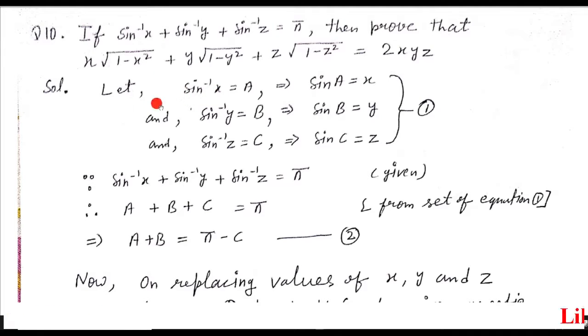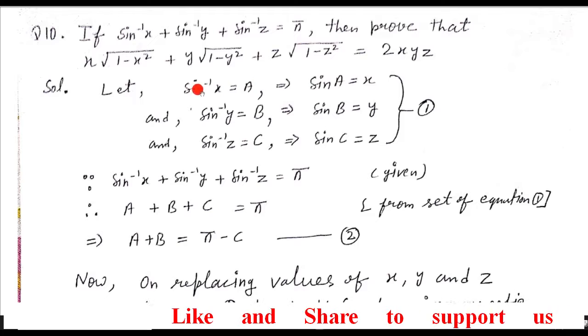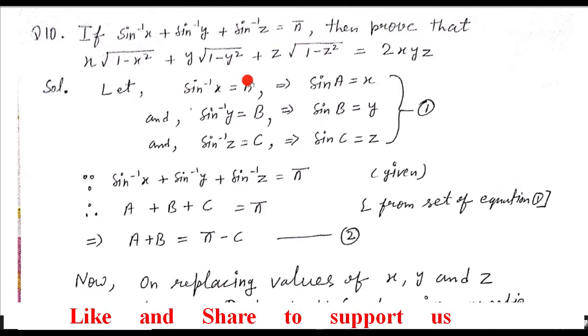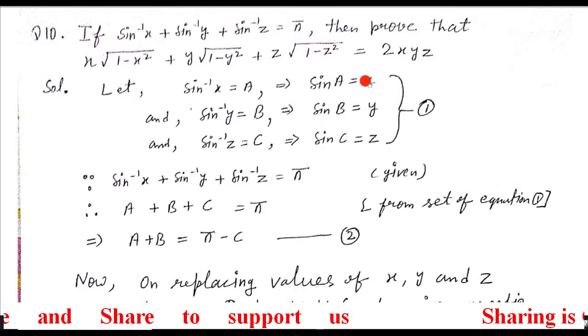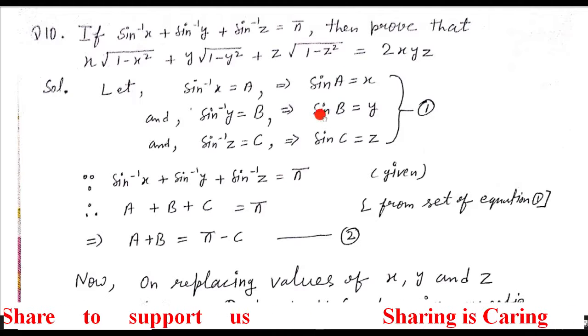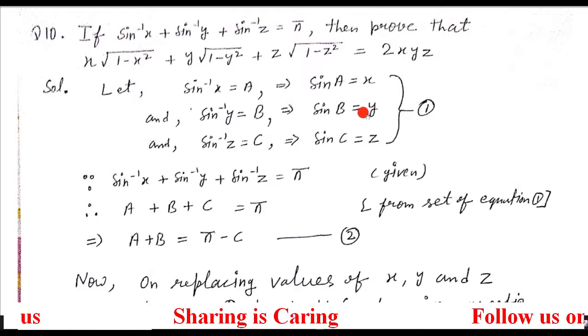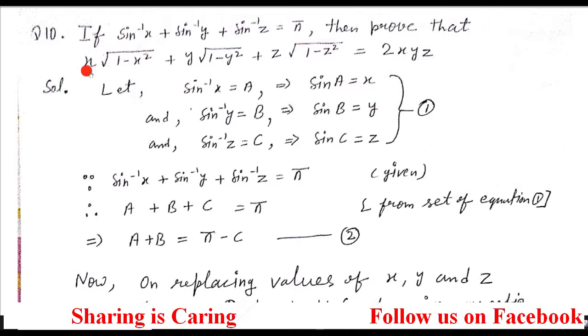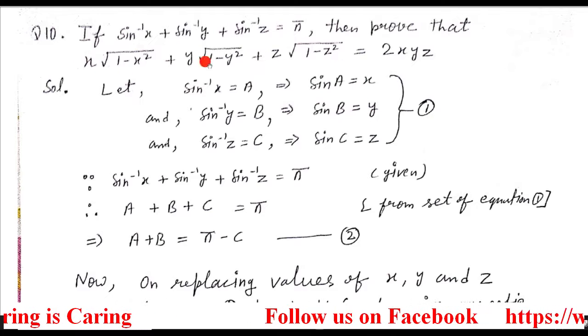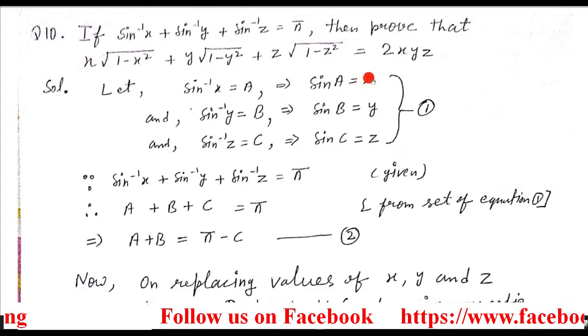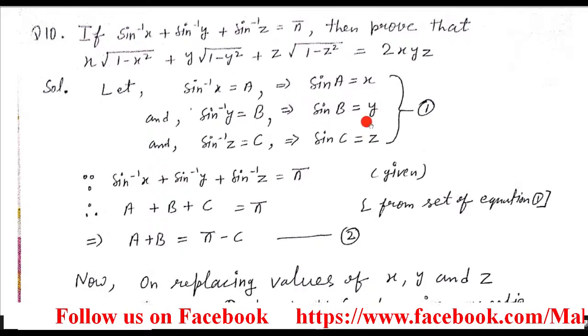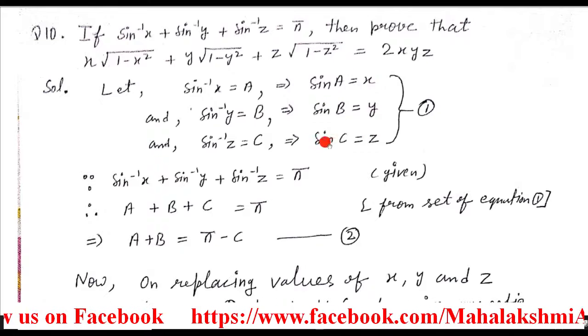In this question the main substitutions are: we'll assume sine inverse x as capital A, sine inverse y as capital B, and sine inverse z as capital C. Now when the sine goes to the other side, it goes with A, so we get sine A is equal to x. In the same way we get sine B is equal to y, and sine C is equal to z. That gives us the values of x, y, z, because we need to substitute them. That's why we calculated the values of x, y and z in terms of sine A, sine B and sine C.